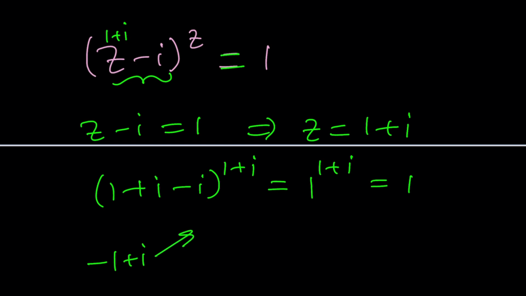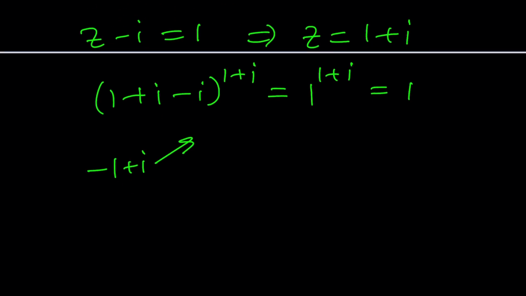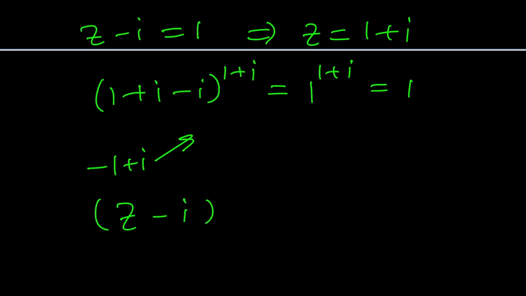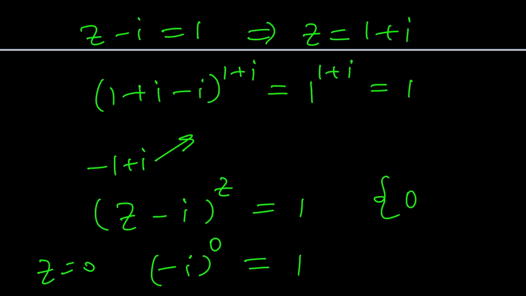But we could also consider 0, right? I mean, if z is 0, look at this. If z is 0, then we get negative i to the power 0, which should be 1 again. So it looks like we got two solutions, at least 0 and 1 plus i. And are there any other solutions? That's for you to find out and let us know.